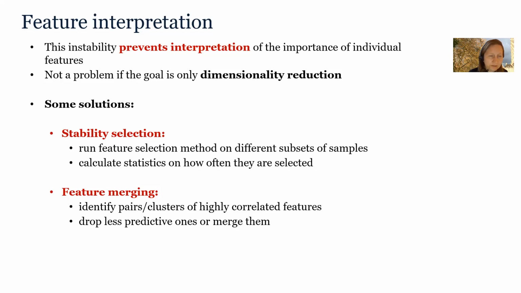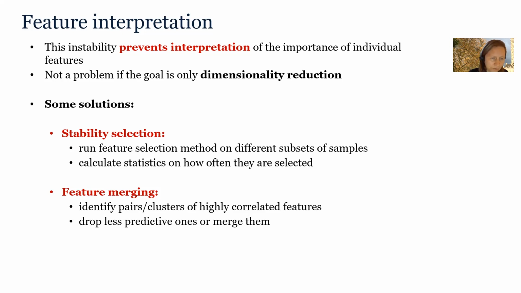So there are some advanced solutions to this problem. One of them is stability selection. In this case, we will run feature selection method on different subsets of samples and then calculate statistics on how often are these features selected. This way, every time we have different subset of samples, the noise will become different. So idea is that over time, if you have sufficient number of different subsamples, this noise should average out and we should arrive to true importances of these features.